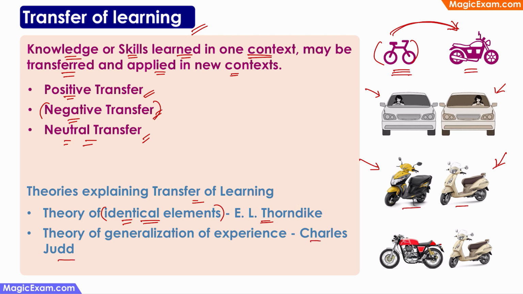And Charles Judd's theory of generalization of experience talks about this transfer on a higher level. He says that in general, if there is a similarity between the previous situation and the new situation, or the previous context and new context, then there is a transfer of learning that happens. For example, if I can ride a two-wheeler, then I can ride any two-wheeler because in general, there are a lot of similarities between these two. So that is transfer of learning.